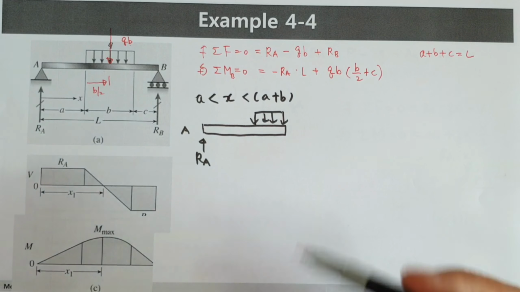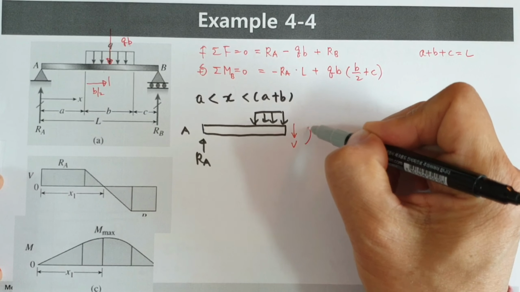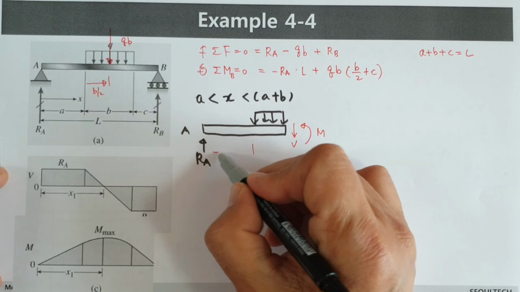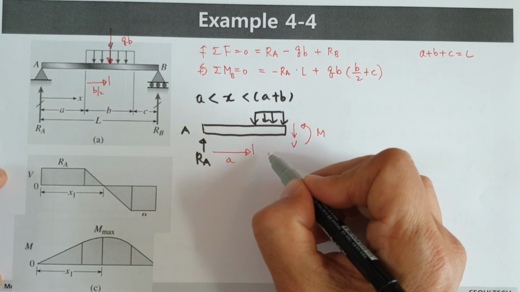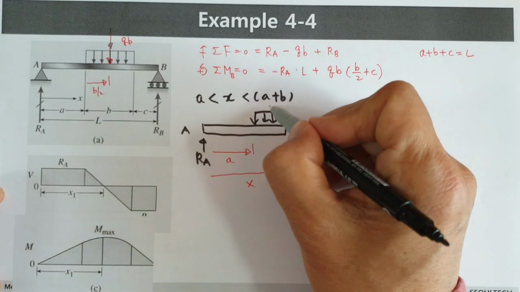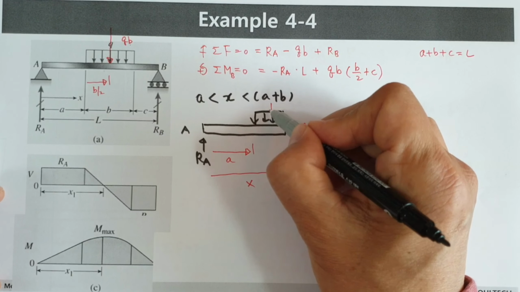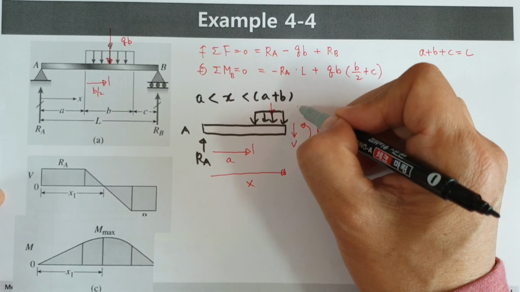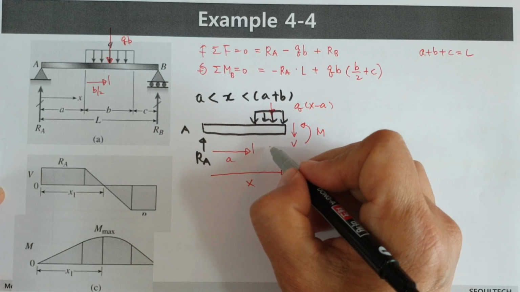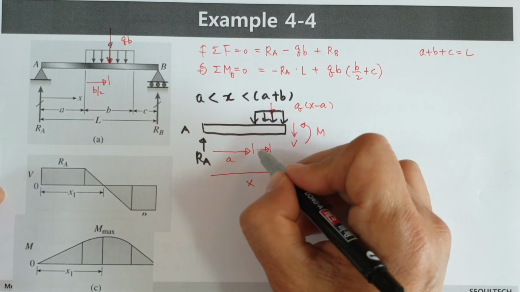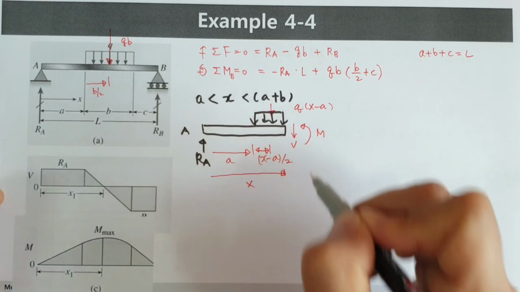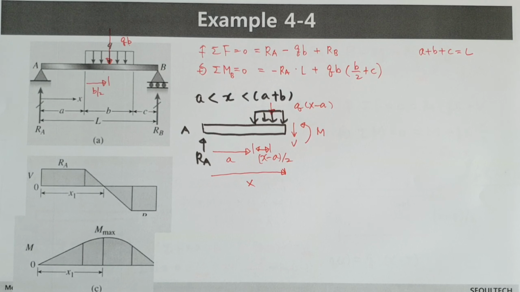Downward direction is positive, and counterclockwise direction is positive moment. This distance is, let's say, A. This distance, let's say x. Equivalent concentrated force is Q multiplied by x minus A, this length. Of course, it is acting in the middle. This length is x minus A over 2.